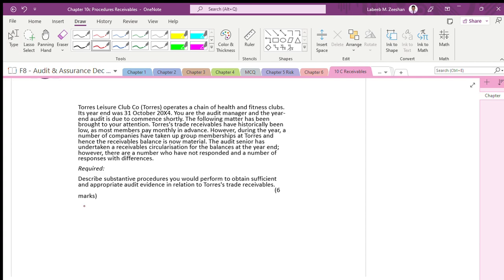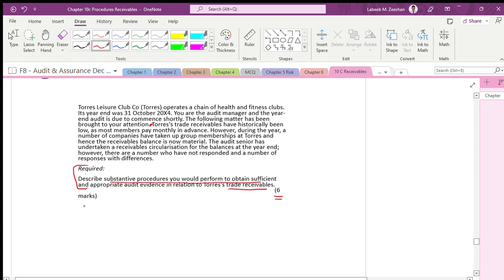First we have to make sure how many marks there are. Six marks. Describe substantive procedures you would perform to obtain sufficient and appropriate evidence with respect to the trade receivables. Tourist Leisure operates a chain of health and fitness clubs. Year end 31st. You are an audit manager and the year-end audit is to commence shortly. The following matter has been brought to your attention. From here it will start.